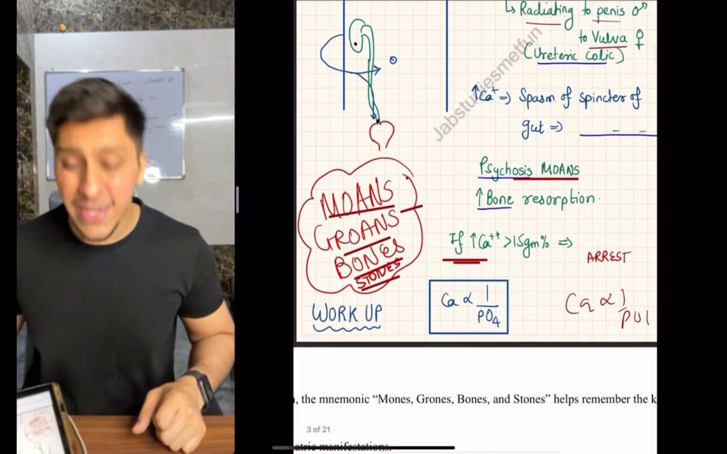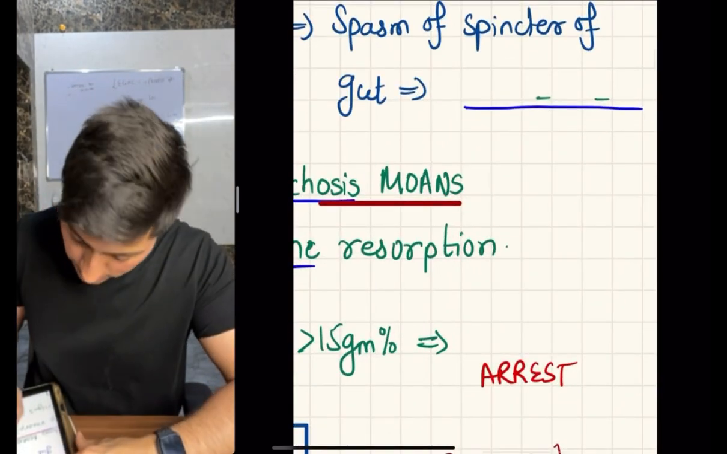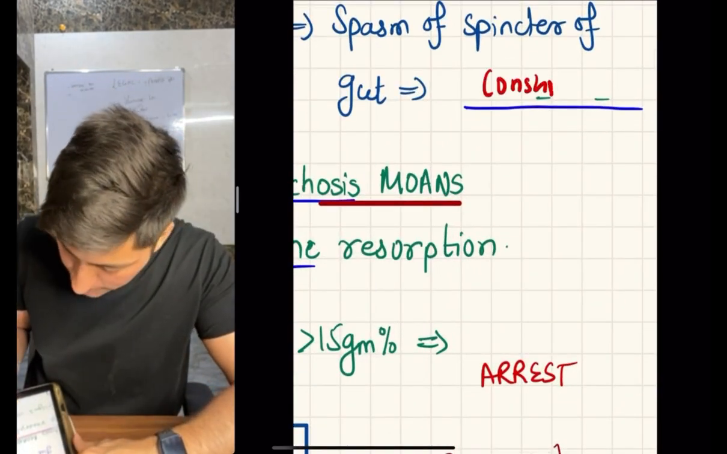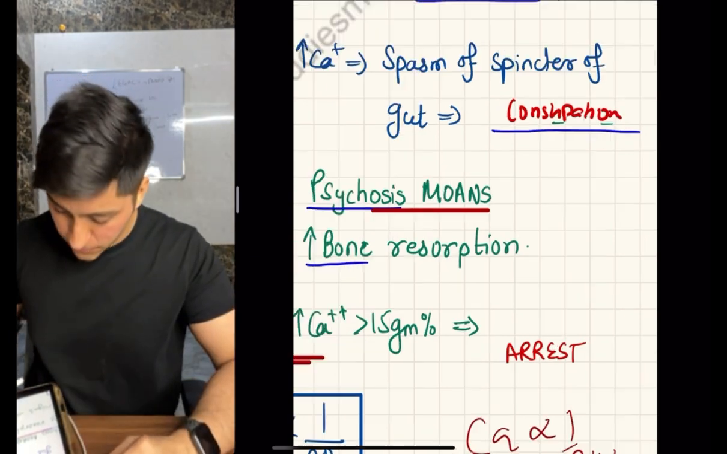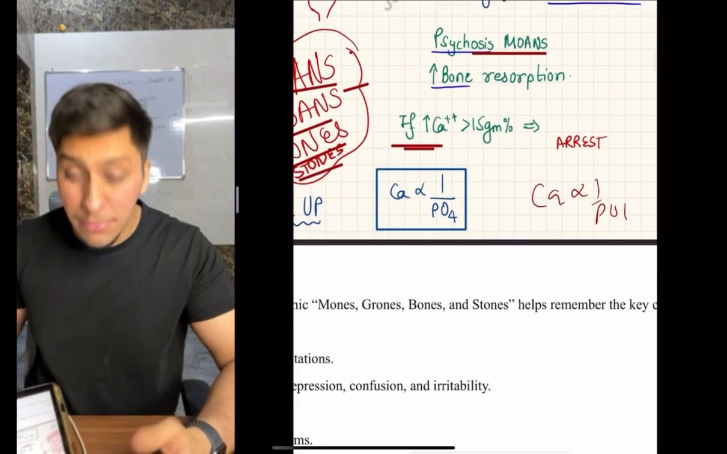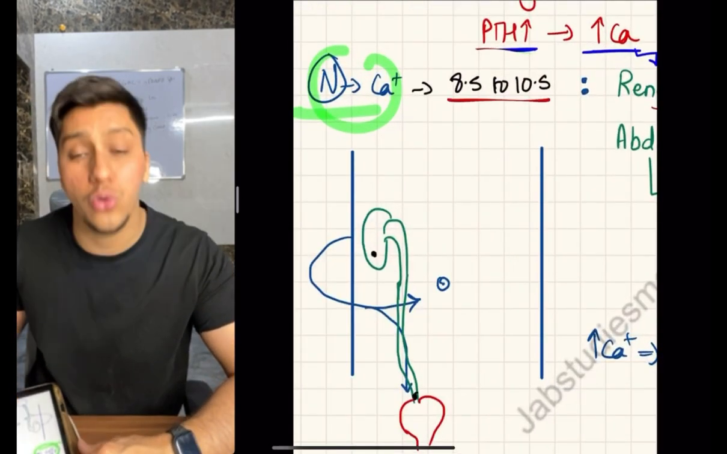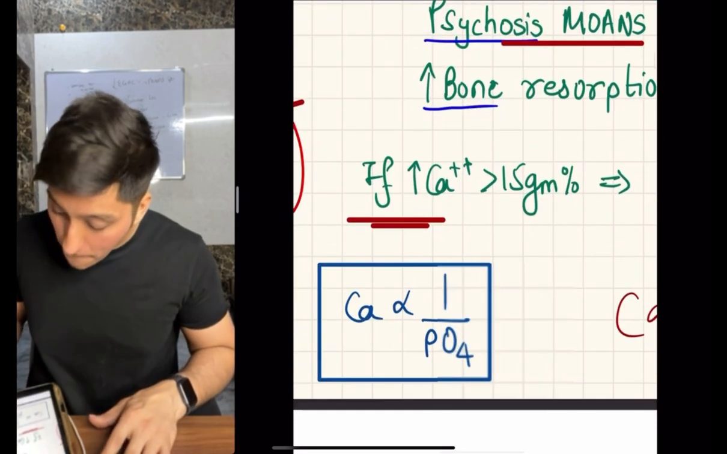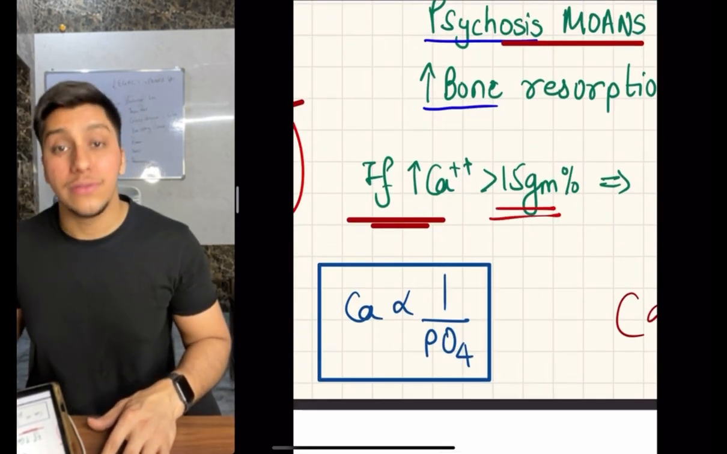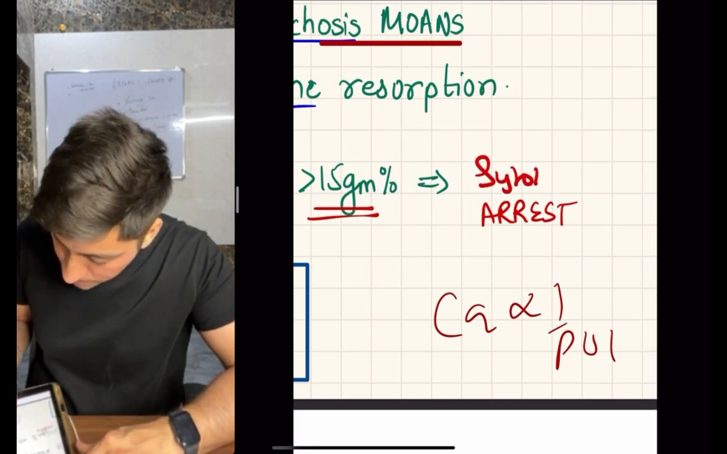As I told you, calcium can cause spasm of the sphincter of the gut, thereby the patient is going to suffer from a classic thing which is constipation. So C for calcium, C for hypercalcemia, and C for constipation. The psychotic moans. Regarding calcium level, very important, the normal calcium level you need to know is around 8.5 to 10.5 milligram per deciliter. If this level exceeds more than 15, then a patient can die from cardiac arrest.